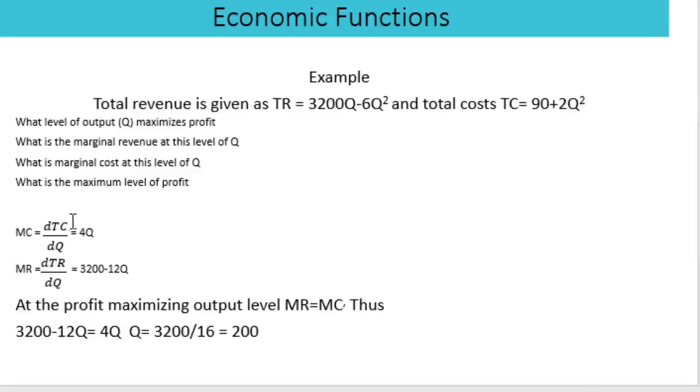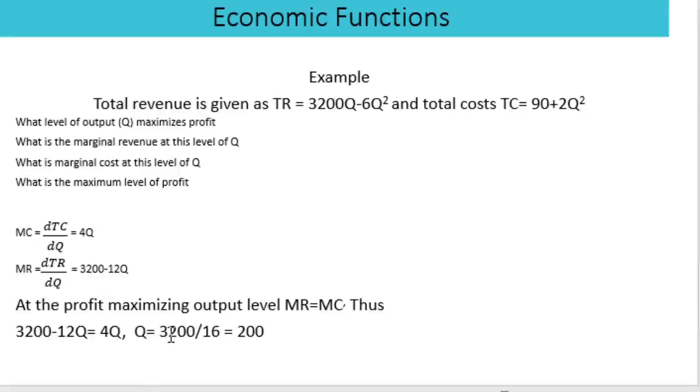Therefore, the marginal cost equal to the differential of this function, 4Q. Marginal revenue is differential of total revenue, that is 3200 minus 12Q. At this profit maximizing level, marginal revenue will be equal to marginal cost. That is 3200 minus 12Q will be equal to 4Q.